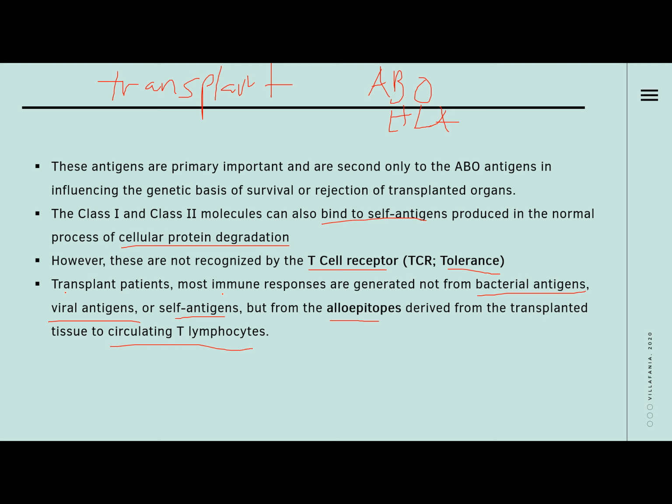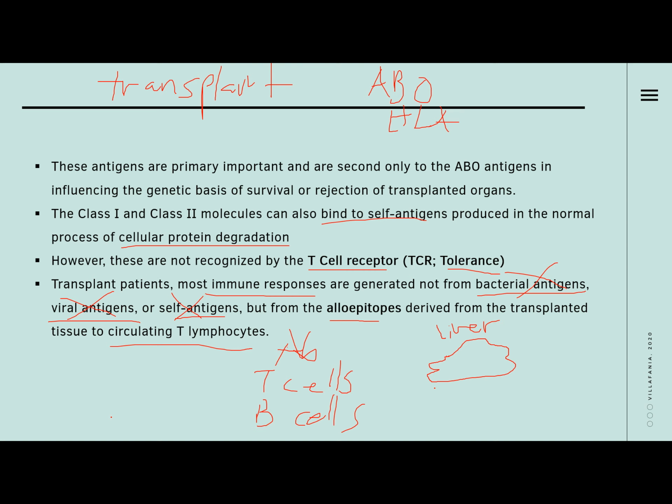Ang immune response nyo daw, your most immune responses are generated. When you say immune response, it activates antibodies, it activates your T cells, it activates your B cells. Now, this would occur, class, not because of bacterial antigen, not because of viruses, not because of self-antigens, but from alloepitopes, class, from the transplanted tissues. So, kunwari, sorry sa drawing, kunwari ito yung liver nyo. Kunwari lang, this is your liver.